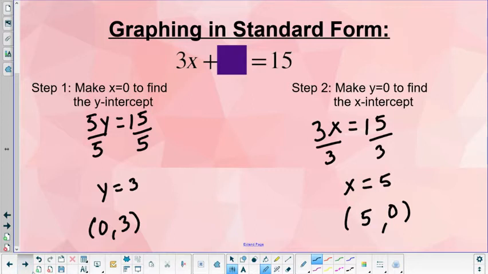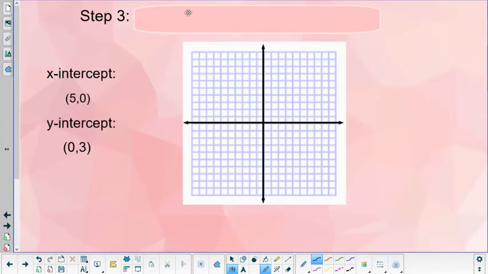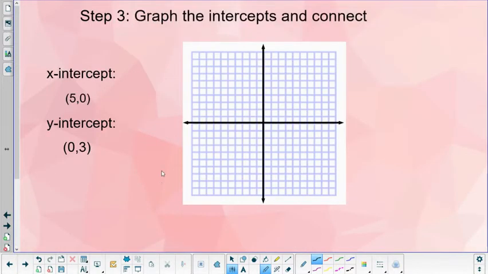And so on the next page, we're going to go ahead and graph these. So step 3 is to graph the intercepts that you found and connect them. So these were the two intercepts that we found, the x-intercept and the y-intercept. So I'm going to go ahead and put those values on our graph.